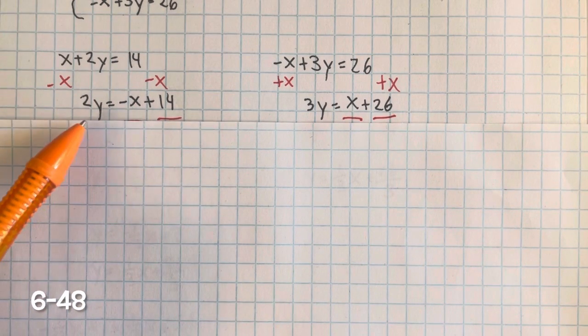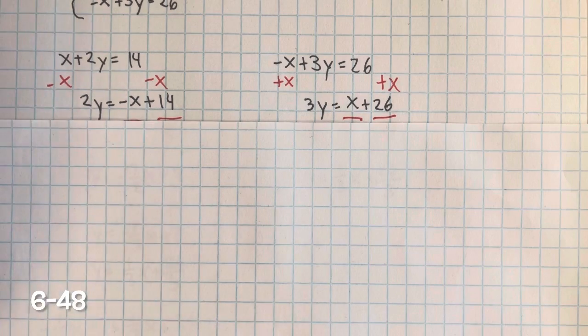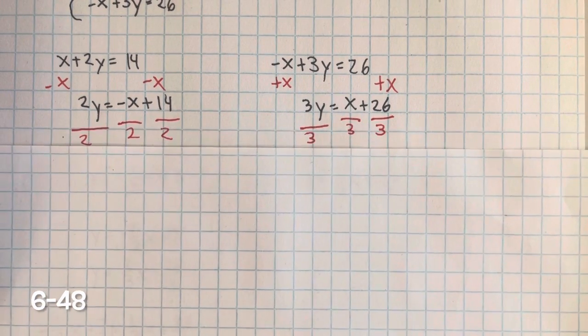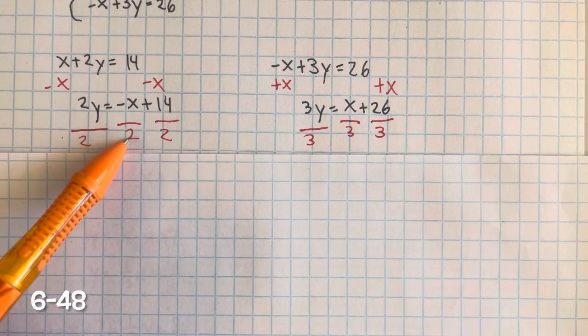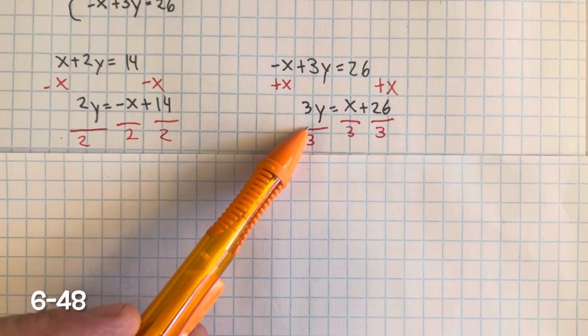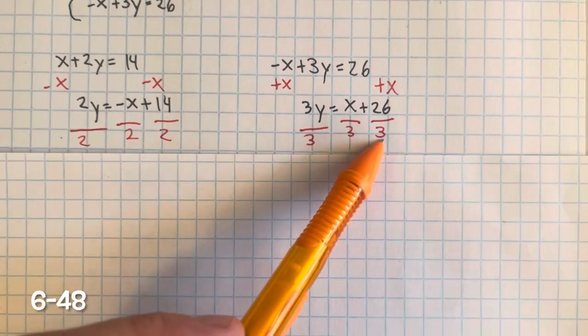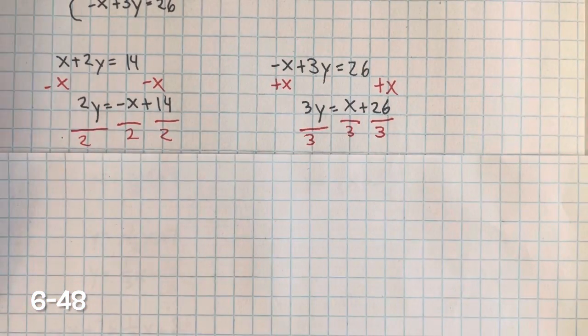And then now I have 2y. I want to get y by itself. So inverse property of multiplication is division. So I'm going to divide each term by 2. And then on this side, I'm going to divide by 3, creates the giant 1. And I'm going to divide each of these terms by 3.